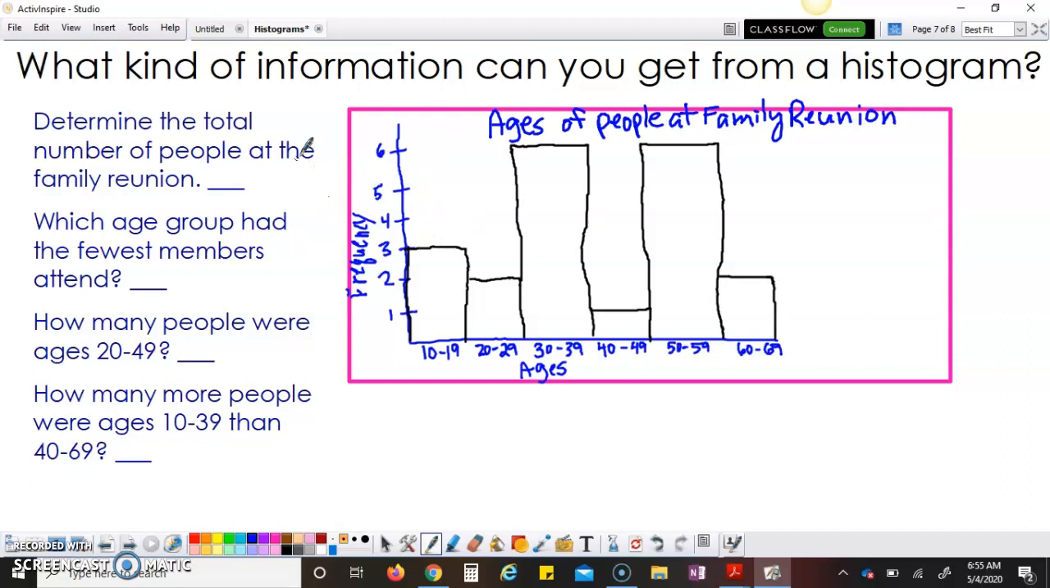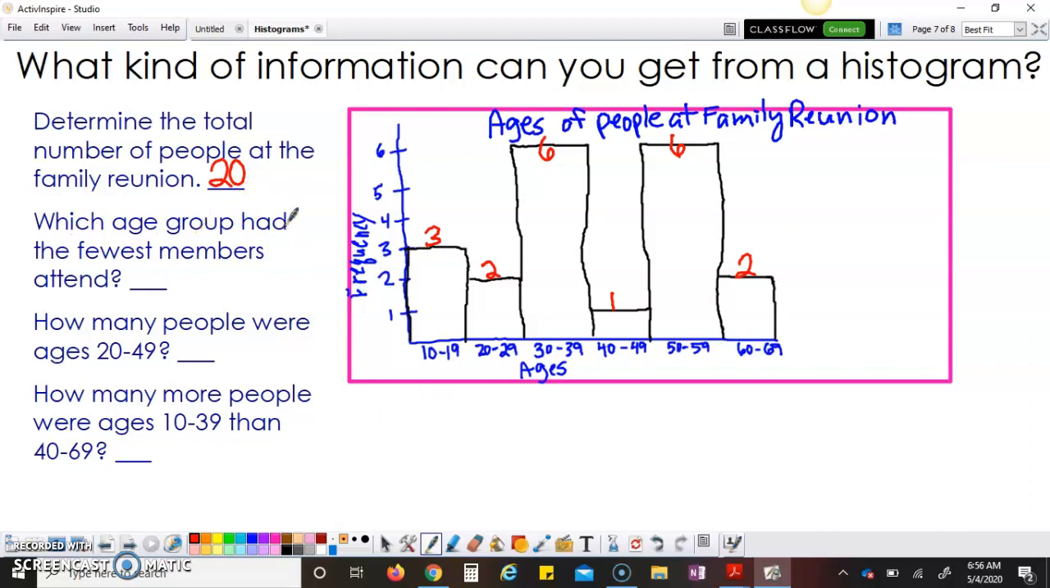Okay, so here are some examples of some questions you can answer. For example, determine the total number of people at the family reunion. Now, I know in our story it said 20 people are at the family reunion, but in case it doesn't tell you the total, you can find that information on your histogram. So if I've got 3 here, 2 here, 6 here, 1 here, 6 here, and 2 here, you can simply add. So 5, 11, 12, 13, 14, 20 people are at this family reunion. Just in case they don't give you that information, you can definitely find it out.